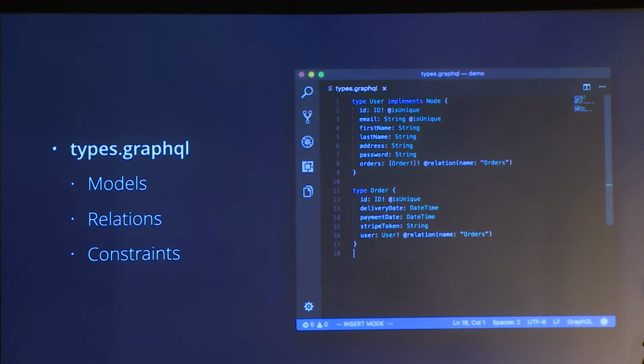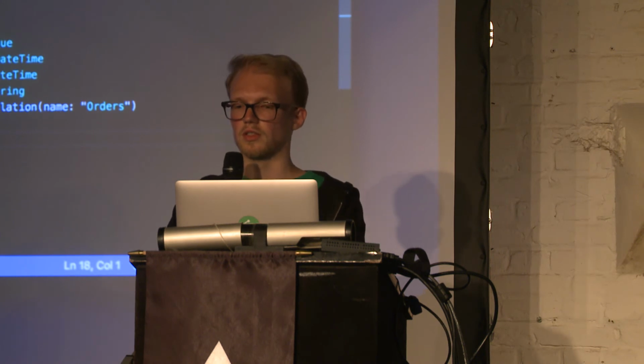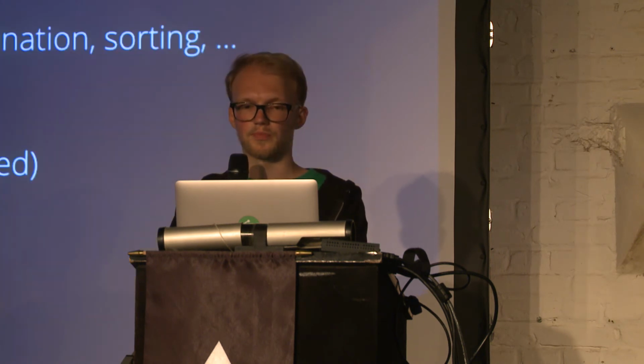Here, for example, we have a super simple data model where we have a user, and the user has a first name, last name, and a bunch of orders. An order has a delivery date and a Stripe token, and belongs to a certain user. Using this data model, you can specify relations and database constraints, whether something is unique, or whether multiple fields together are unique, and so on. Basically, it's an abstraction over the schema definition of your database.